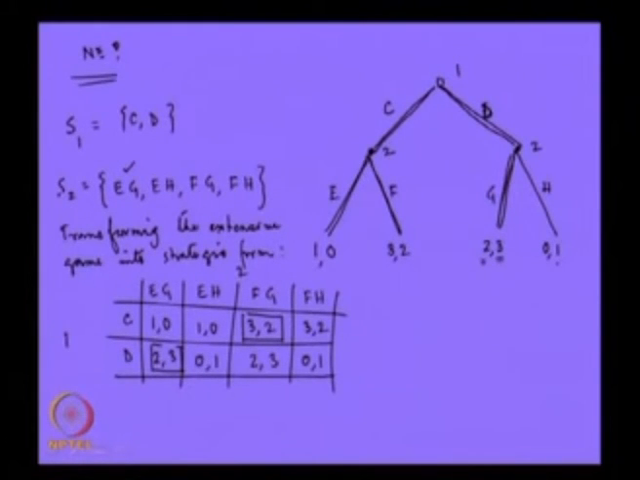And we can see that this is also a Nash equilibrium, C F H. Here if player 1 deviates to D, he is going to get 0, less than 3. If player 2 deviates, he is going to get 0, less than 2. So, these are the Nash equilibria of this game. Let me write it down. It is C F G, C F H and D E G.